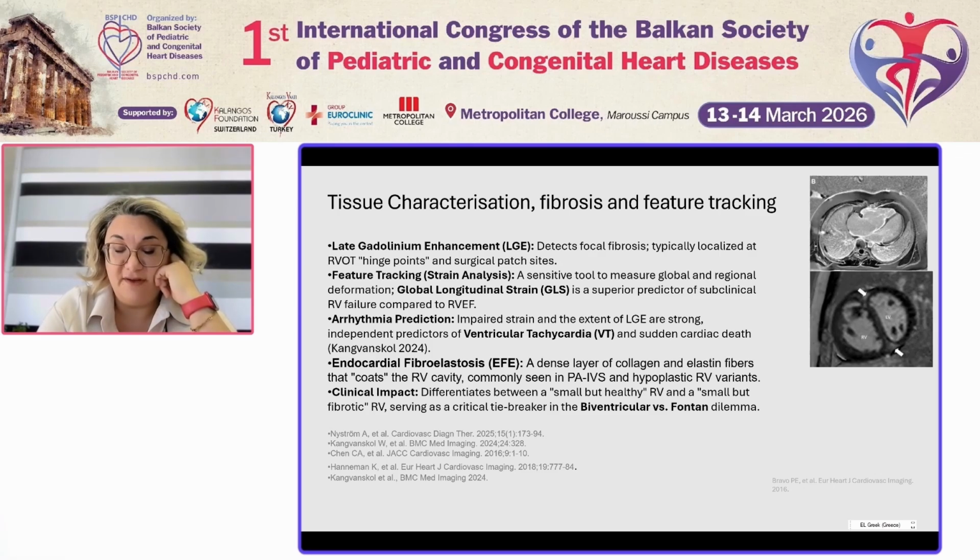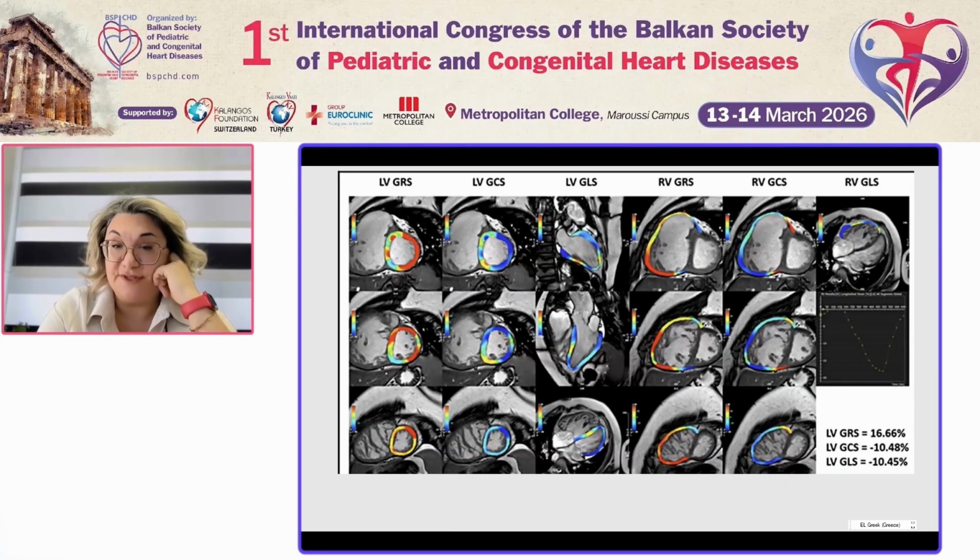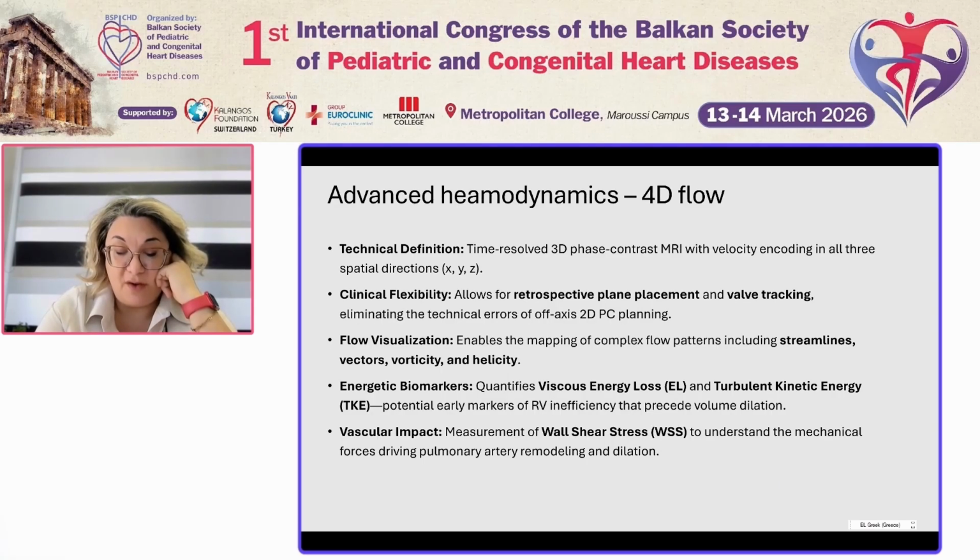On a more subtle level, T1 mapping and ECV quantify diffuse interstitial fibrosis, reflecting chronic remodeling and reduced myocardial compliance. And feature tracking detects early RV dysfunction before ejection fraction declines. Together, these techniques can distinguish a ventricle that is simply small from one that is biologically incapable of sustaining a biventricular circulation.